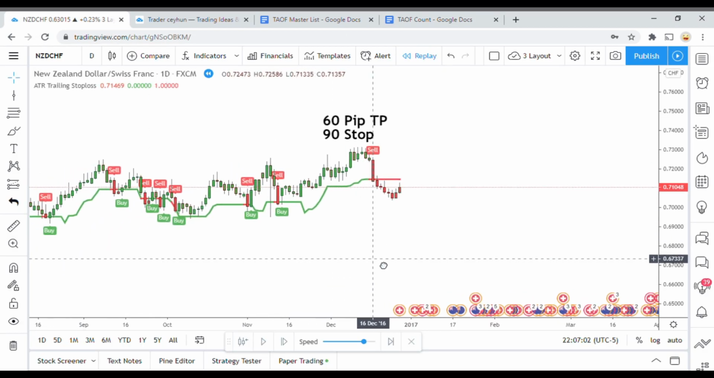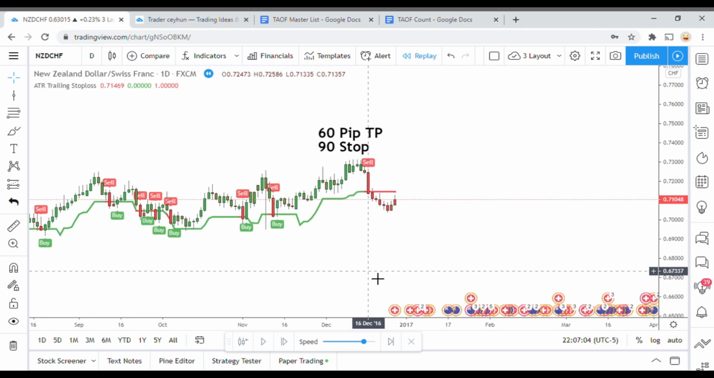All right, so as I said, today's indicator is the ATR trailing stop loss indicator. Now, I know that there are probably some of you out there who are saying, this is a stop indicator. This is an exit indicator. So why are we testing it as an entry indicator?